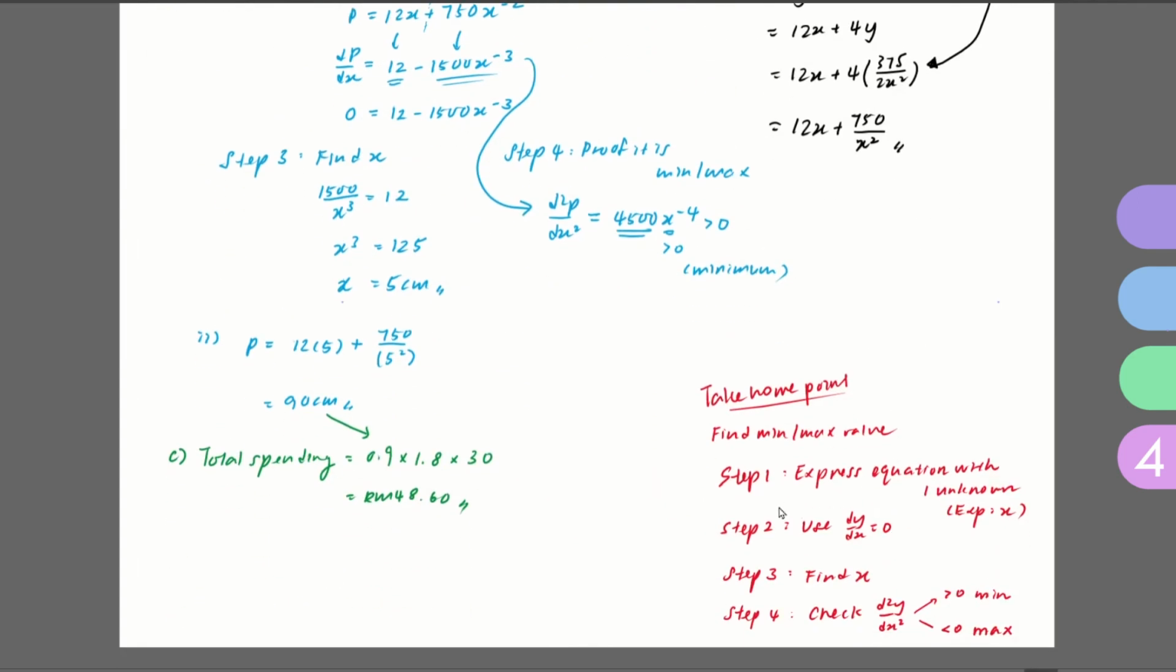And the second step would be differentiating our equation and setting it equal to 0 to find our turning point, which is either a minimum or maximum value. And step 3 is to find our x. Step 4 is to differentiate our equation again to see if it is a minimum or a maximum. Minimum will be more than 0, maximum will be less than 0.